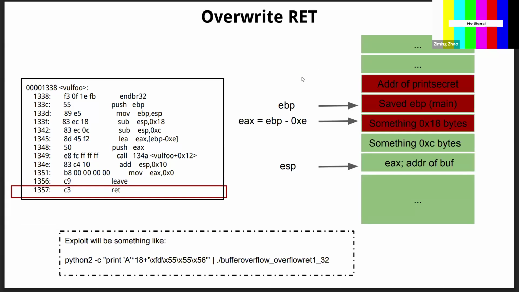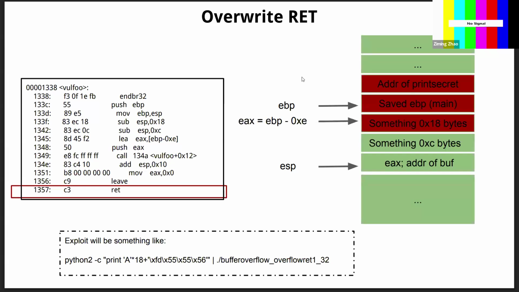So how do we overwrite this? Very simple. There's 24 bytes there. Where is the buffer? The buffer is here, at 14. So we need 14 bytes.